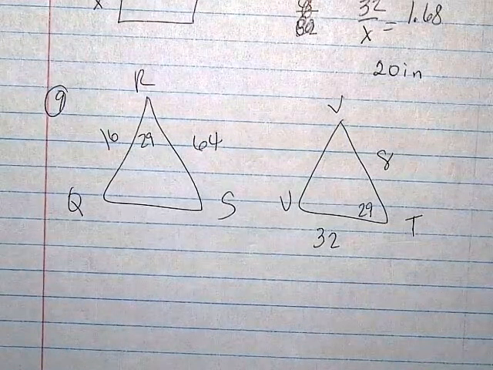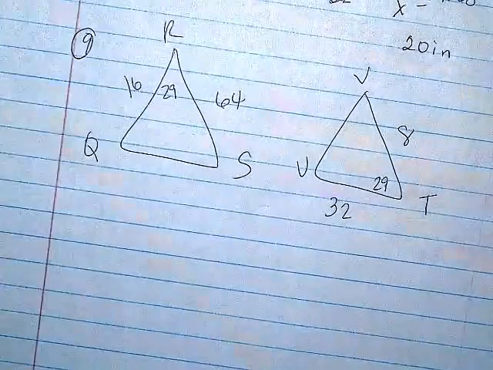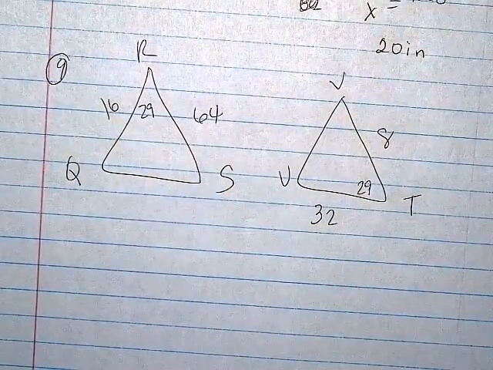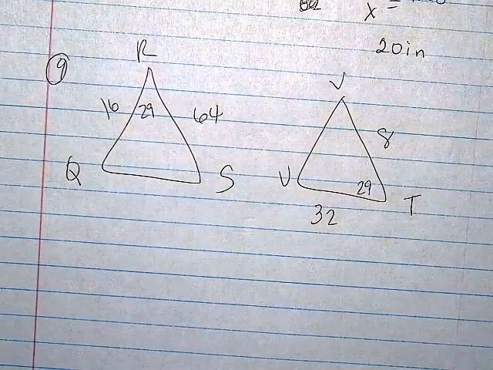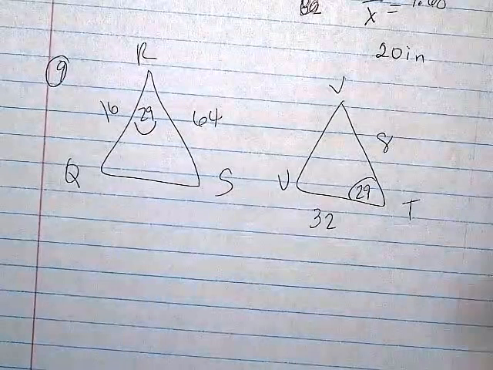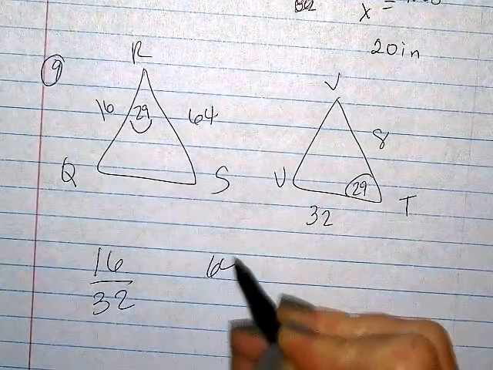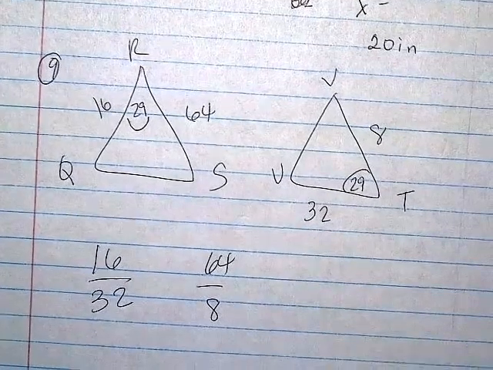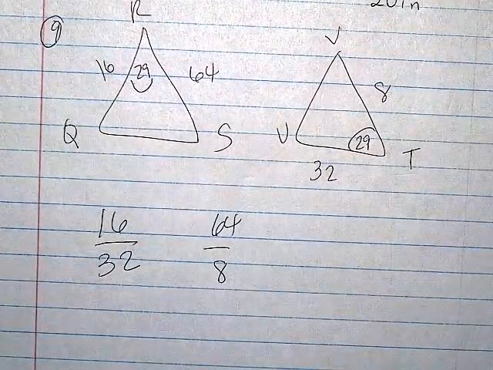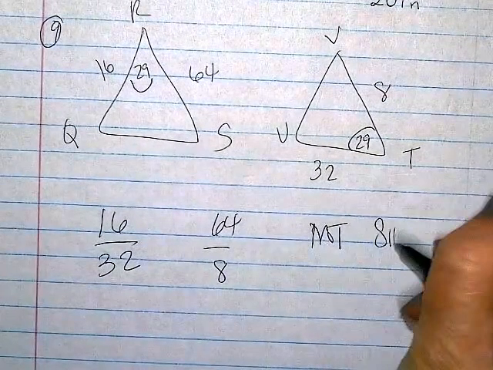Number 9. The question says, state whether the triangles are similar. If so, write a similarity statement and the postulate or theorem that you use. Do they have a matching angle? Yes. Is 16 over 32 the same as 64 over 8? Is that the same relationship? No. So they are not similar.